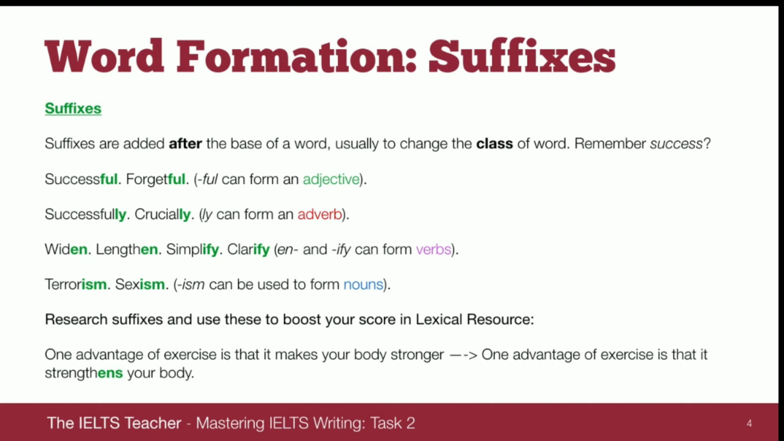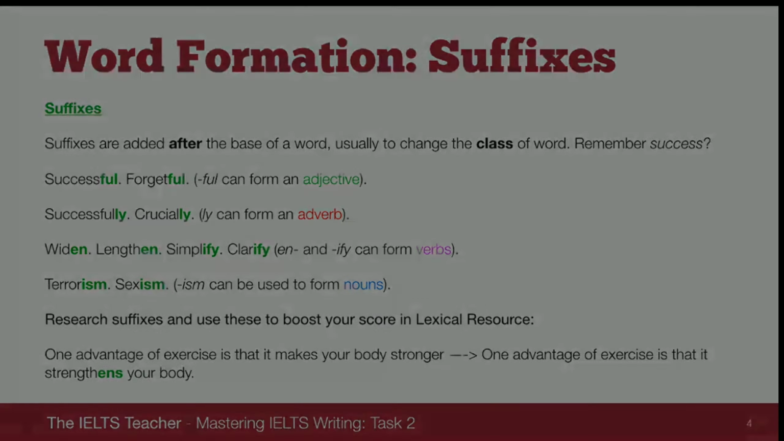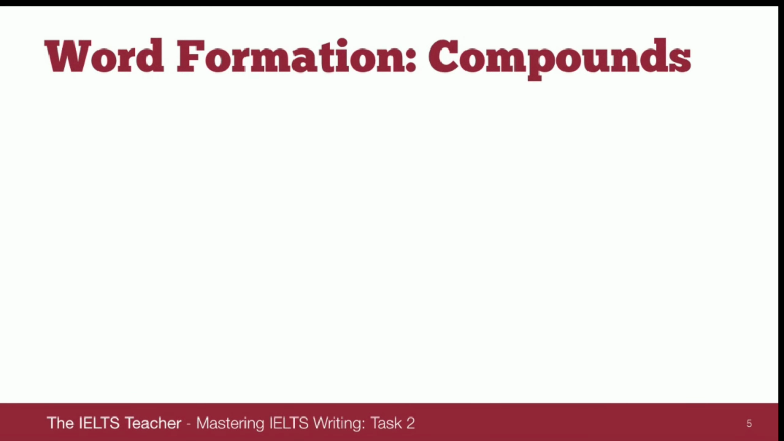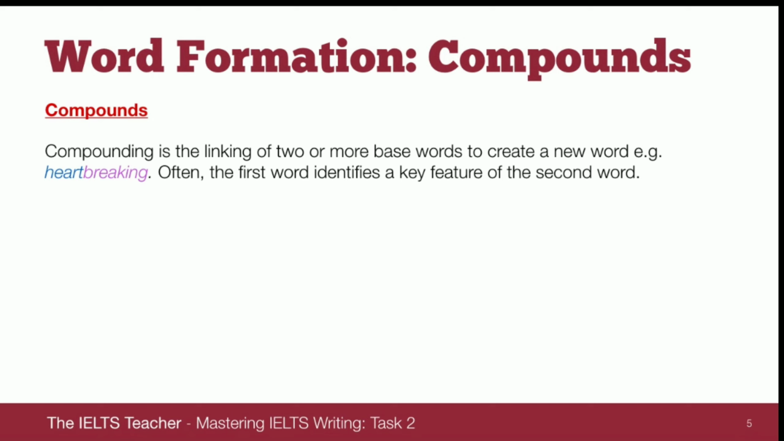You want to be concise with your language, and we can be much more concise with our language if we know how to use suffixes appropriately. Now, the other way we can think about word formation is with something called compounds. Compounding is the linking of two or more base words to create a new word. For example, heart breaking. You've got the noun with the verb.